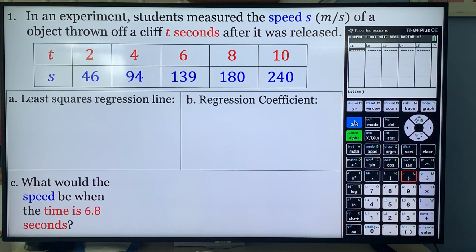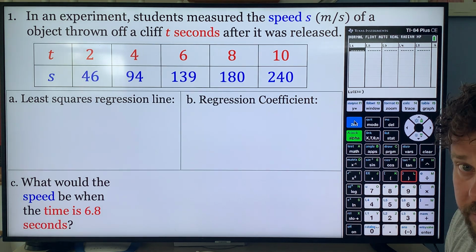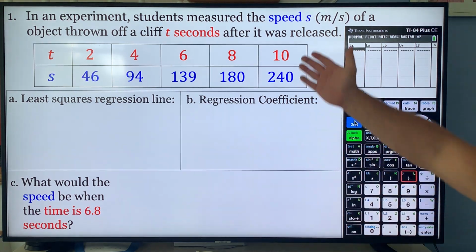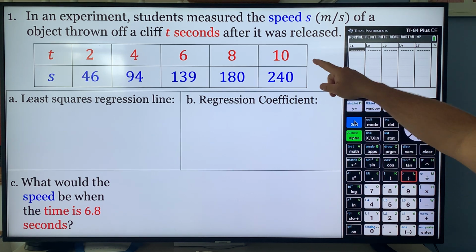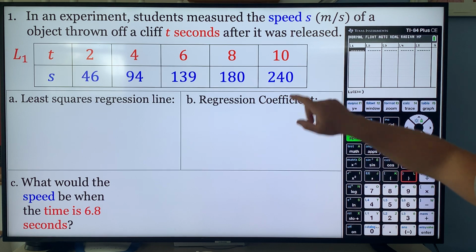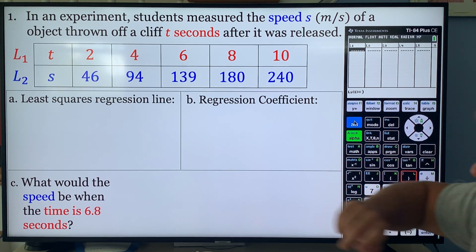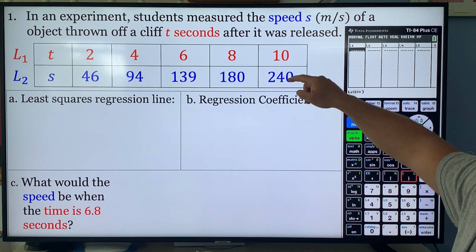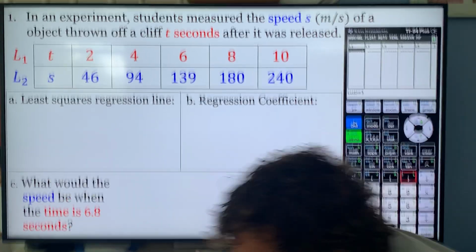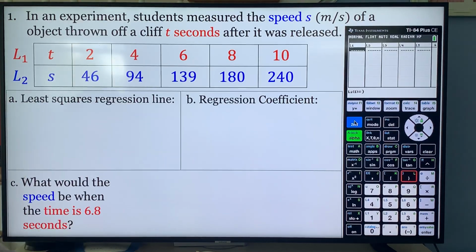So let's look. In this question, an experiment. So hopefully you did all these questions. We're going to go check them. A student measures the speed, in meters per second, of an object thrown off a cliff t seconds after it was released. So t is my L1, my x, and L2 is s. Dependent, independent. So, s depends on t.